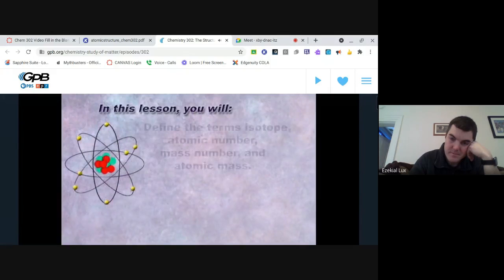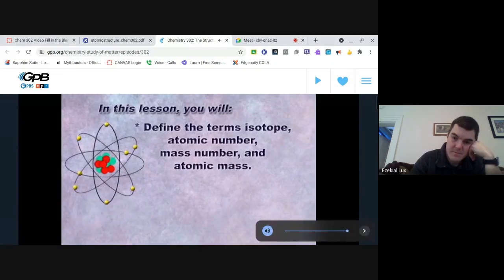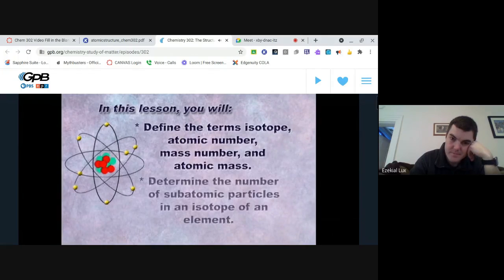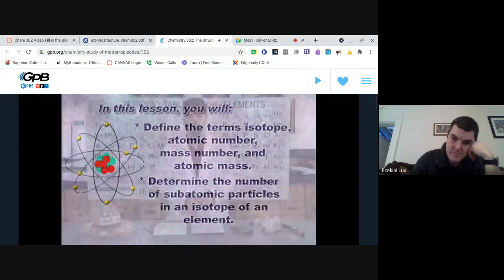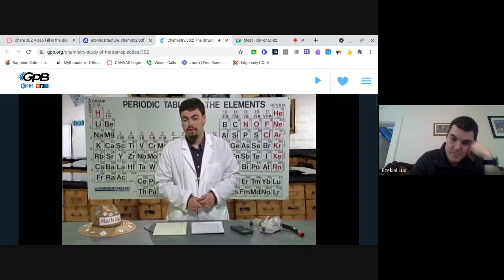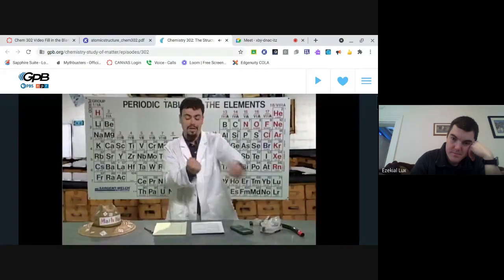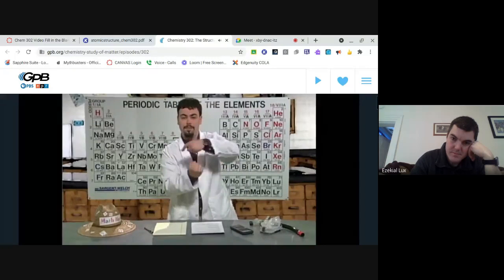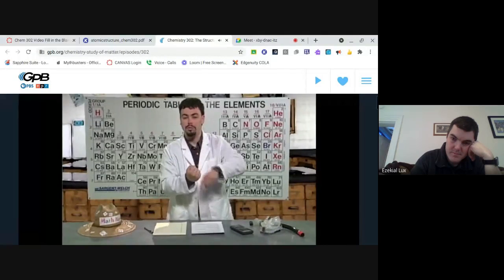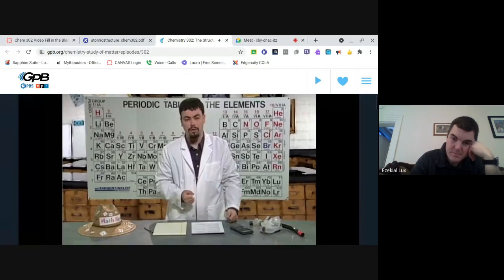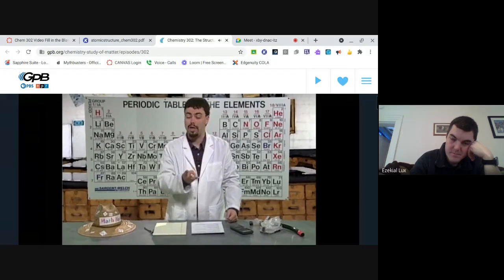During this lesson, you will define the terms isotope, atomic number, mass number, and atomic mass. And you will be able to determine the number of subatomic particles in an isotope of an element. So, Rutherford's planetary atom consists of a positively charged nucleus surrounded by an electron cloud. Remember that we're still going to make adjustments to this model of the atom in the future, but for now, we'll use the model to discuss the three main subatomic particles.